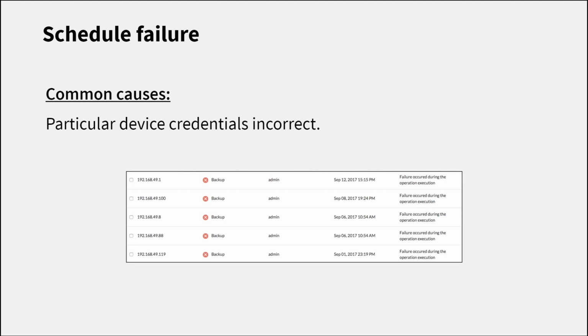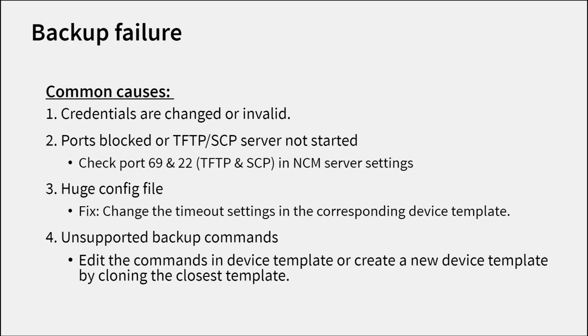While taking backups of configurations in any of these methods, you might face the following errors. The credentials being changed or invalid could be a common cause, or the ports being blocked, or the TFTP or SCP servers not being started. To fix that, all you have to do is restart the servers as shown before. Or the configuration file could be so huge that it exceeded the timeout. In that case, you can edit the timeout settings in the device template of that particular device.